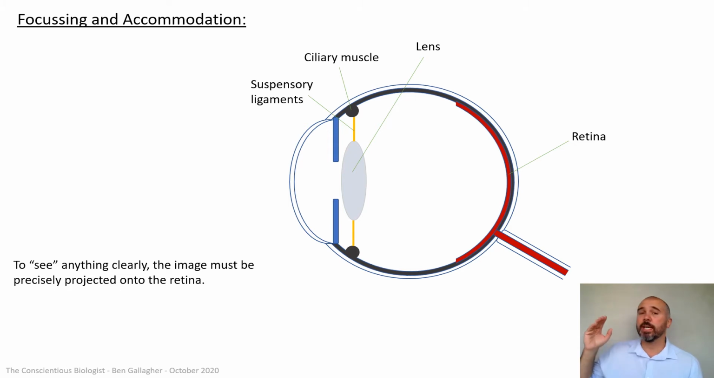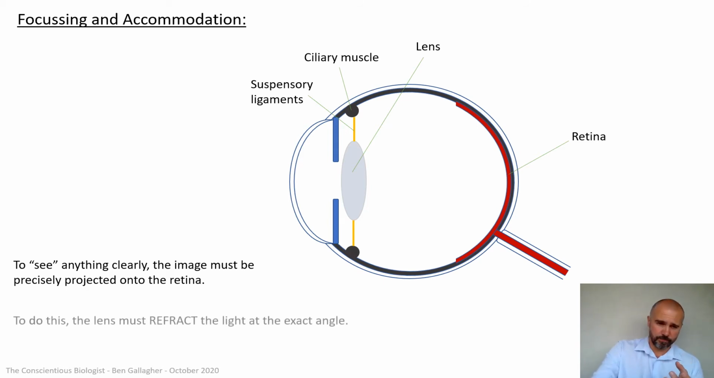We've got the suspensory ligaments, the ciliary muscle, the lens and the retina. These are the four key elements involved in focusing and accommodation, because to see anything clearly, the image must be precisely projected onto the retina, as in the image must converge and focus on those retinal cells at the back. Can't be in front, can't be behind, must hit them exactly so you get a clear, sharp image.